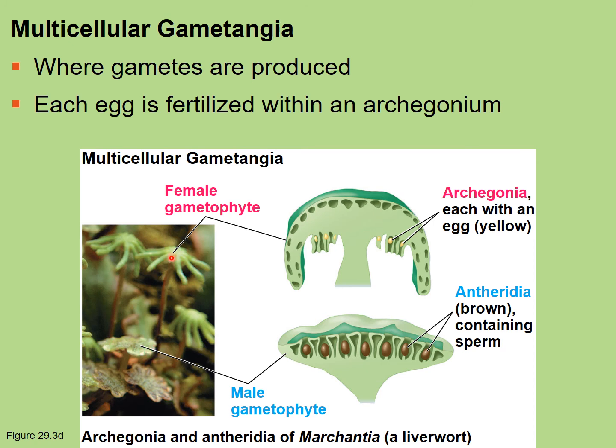The female ones, underneath these long projections, are where the archegonia are. And the male is more flat. On the top, you're going to see the openings for the antheridia. So the female structure has the archegonia, and the male structure has the antheridia. And again, this is where the gametes are produced.